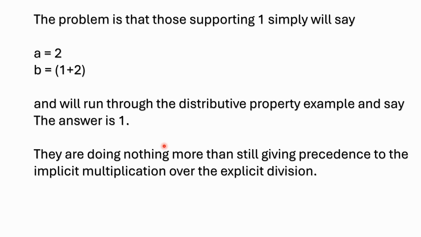The people that support 1 as the answer will simply say, using the distributive property, A is 2, B is the 1 plus 2, and you run through the distributive property and you get the answer of 1. But really, they're doing nothing more than giving precedence to the implicit multiplication. They're saying the coefficient is 2, not 6 divided by 2. So it's the same argument. We're back to implied multiplication. Do you believe it has priority? Do you believe it's not? There's controversy. So let's look up the Casio FX 991W calculator manual.